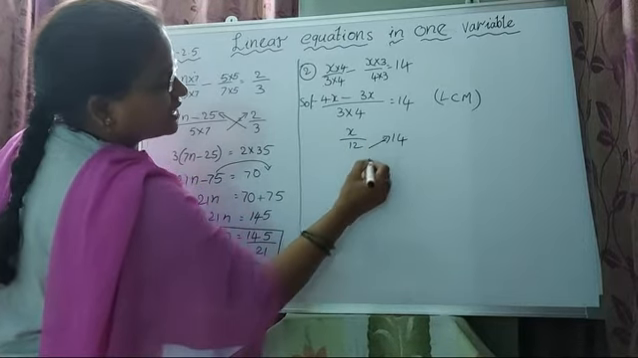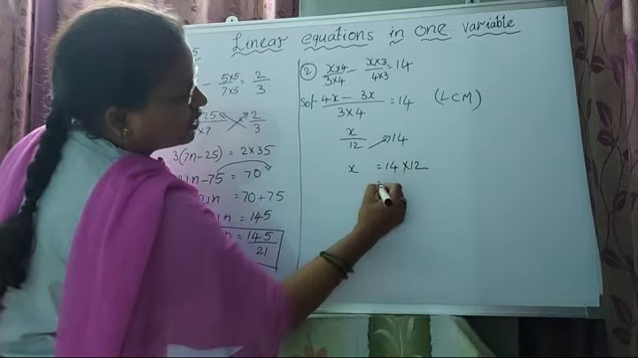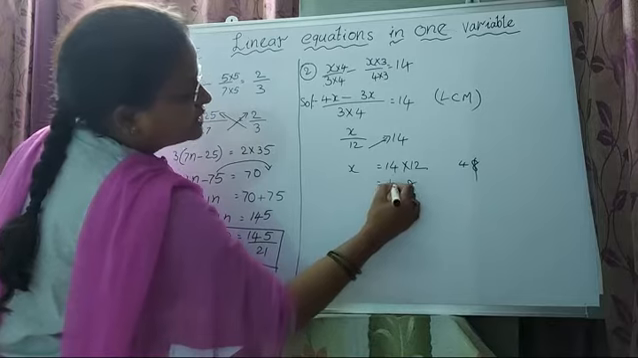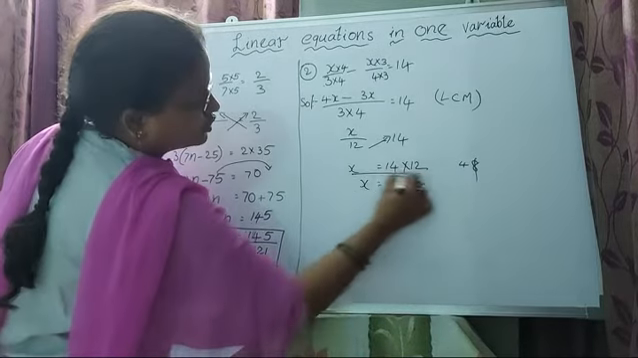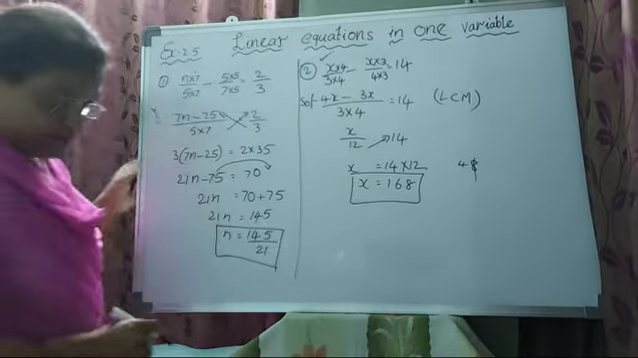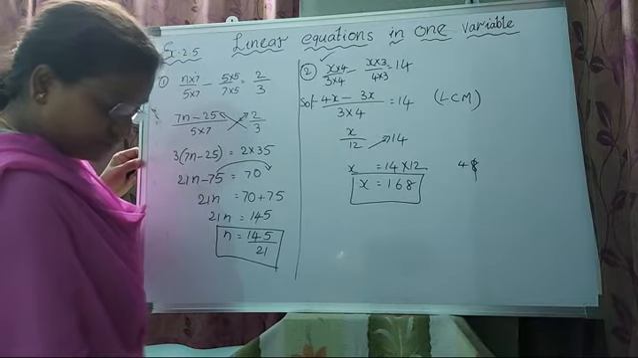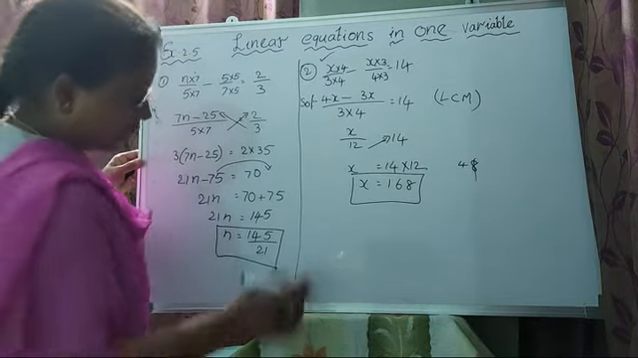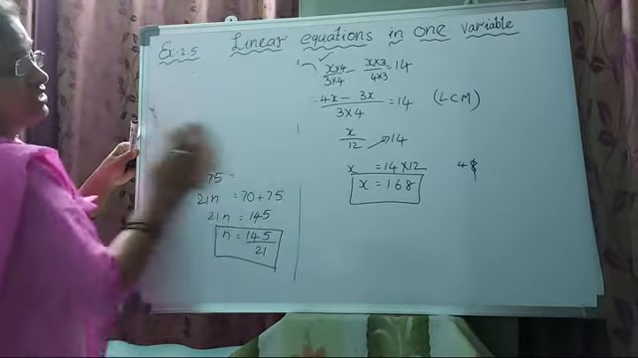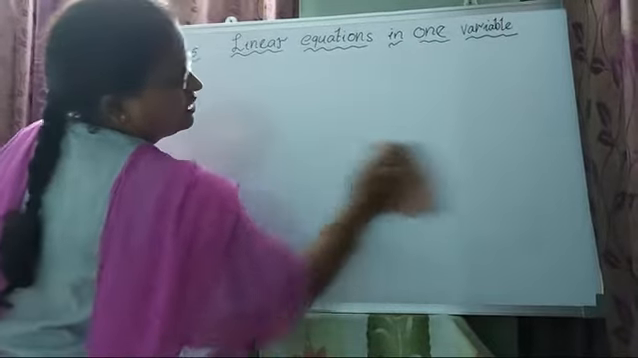So cross multiplication, x is equal to 14 into 12. 12 fours 48, 8 strike out, 12 ones 12 plus 4, 16. So x is equal to 168 is the solution for this particular equation, or polynomial, whatever it may be. See the third one. In this way, we have to solve the fractions and find the solution for the particular equation.